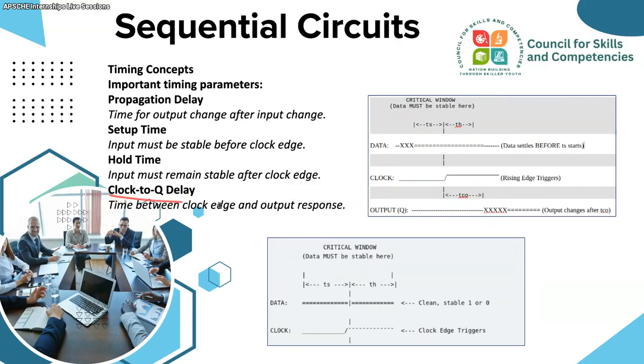So the clock-to-Q delay is the time between the clock edge and the output response. And then the hold time and the setup time. These are the things you want to understand. This is the same thing I am talking about. This is the critical window. I captured these things and put them in a critical window. That's it.